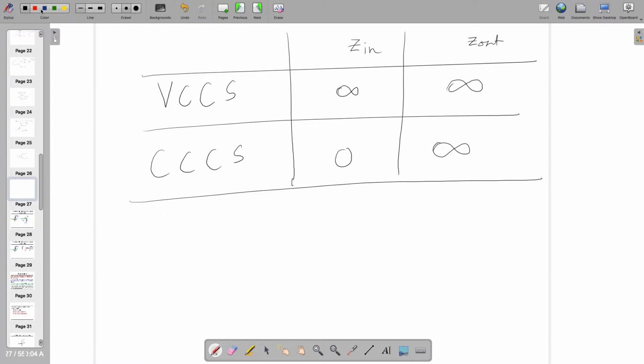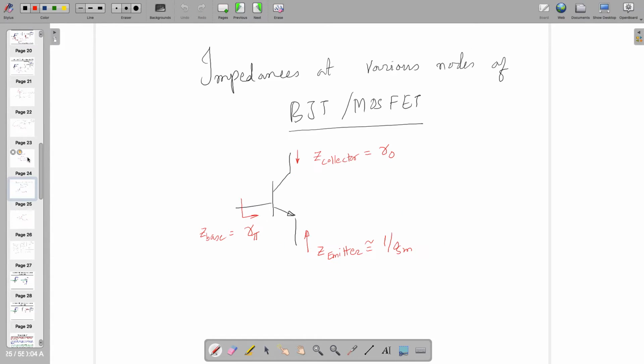So let's agree on one thing. This is an approximation: any resistance you are seeing in ohms, maybe 100 ohm, less than 1 kilo ohm, we are going to consider as low impedance or zero impedance. If it is more than 1 kilo, we are going to call it very high.